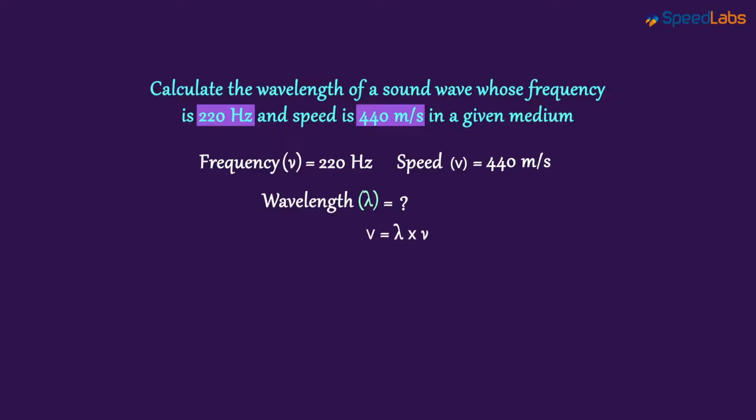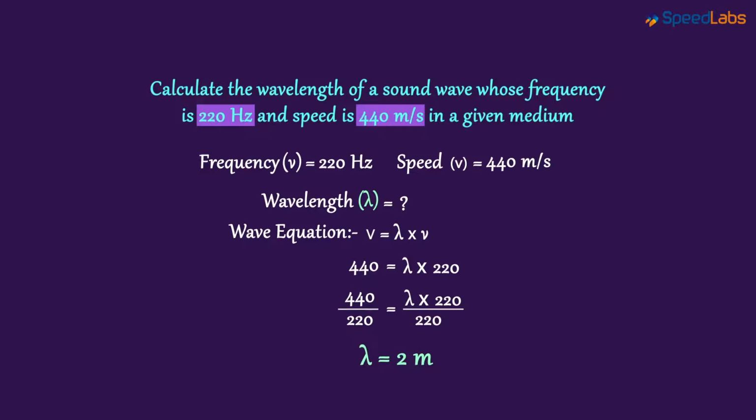We will use this formula, which is nothing but the wave equation we just saw: v equals lambda times nu. Substituting the values will give us this. Dividing both sides by 220 will give us this equation. Finally, we get the answer as 2 meters. Don't forget the unit of wavelength.